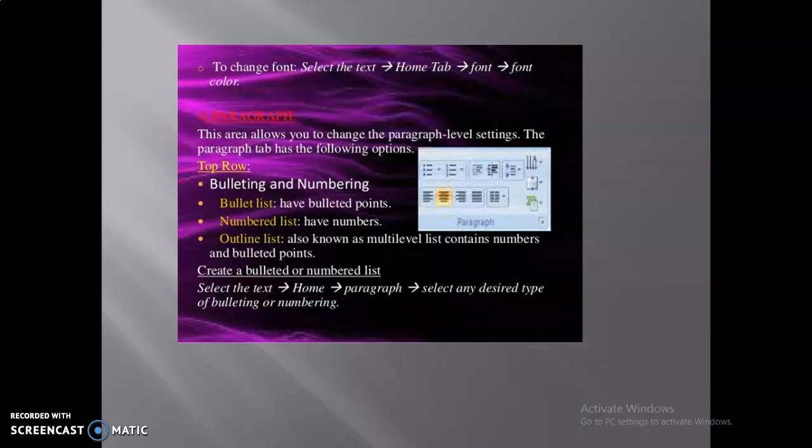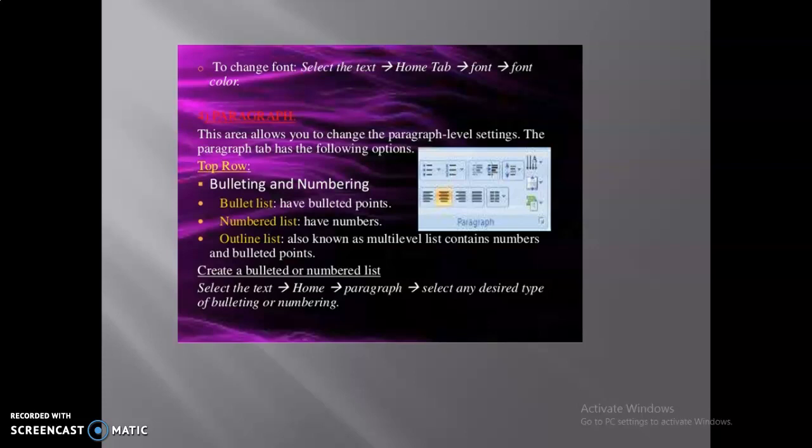Paragraph. This area allows you to change the paragraph level settings. The paragraph tab has the following options. Top row, bullets and numbering. A bullet list has bullet points. A number list has numbers. An outline list, also known as a multi-level list, contains numbers and bullet points.